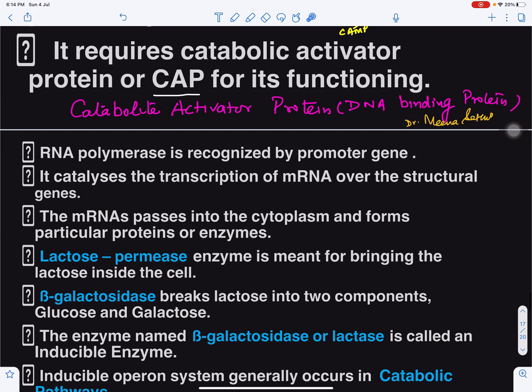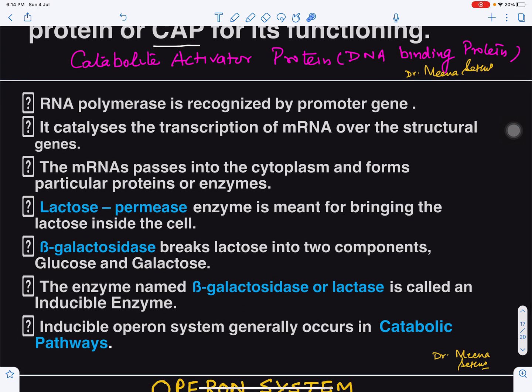Now we'll overview the summary. First we have seen that RNA polymerase is recognized by the promoter gene. This catalyzes the formation of RNA, helping in transcription. So genes will undergo transcription. Then with the help of ribosomal RNA and transfer RNA, they will form proteins or enzymes. Here three enzymes are produced: lactose permease, beta-galactosidase and trans-acetylase. And for the functioning of these enzymes, we need catabolite activator protein and cyclic AMP.